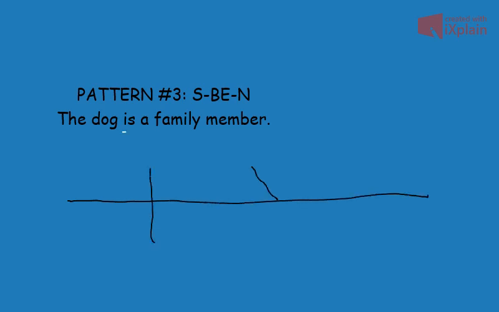For example, in this sentence, the dog is a family member. Is the be verb. Dog is the subject. And member refers back and renames the dog. What is the dog? The dog is a member.